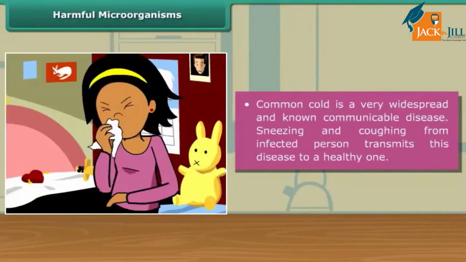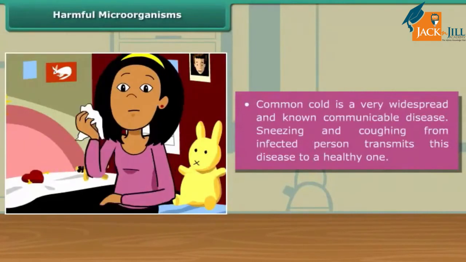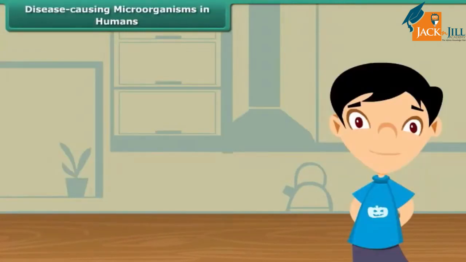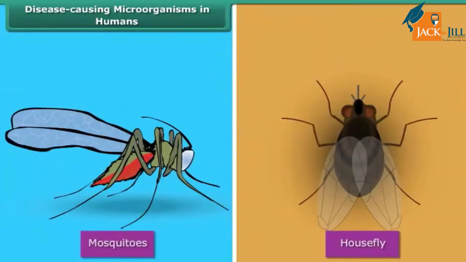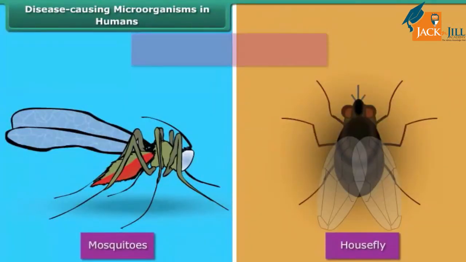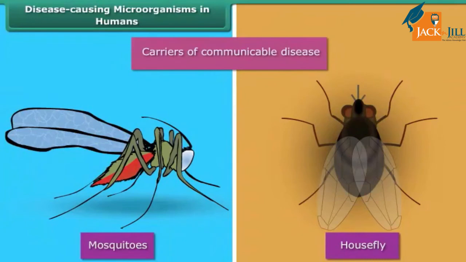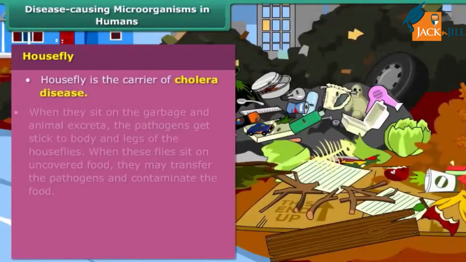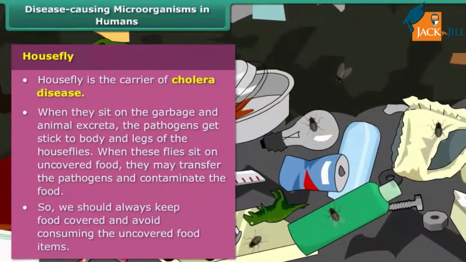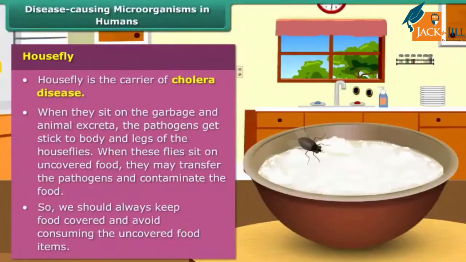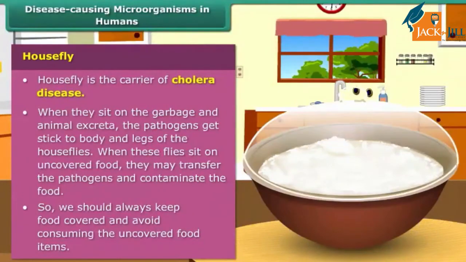Common cold is a very common example of a communicable disease. Friends, some insects and animals found in our surroundings act as carriers of pathogens. Housefly and mosquitoes are common examples of such carriers. In cholera, the housefly is the carrier of many pathogens. To prevent cholera, we should always keep food covered and avoid consuming uncovered food items.